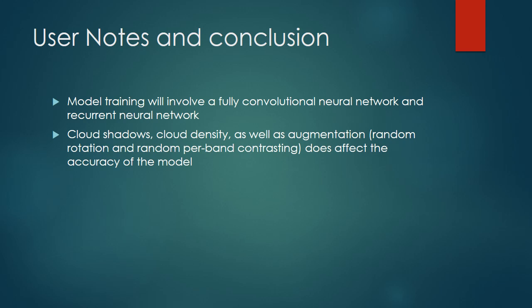User notes and conclusion. Firstly, just like I said, this work will involve us using convolutional neural networks and recurrent neural networks, because remember, images will have to be continuously monitored over a period of time to detect changes. So this is where the recurrent neural network will be involved, and then the convolutional neural network, because of course we need to process the images, identify the different land cover types, and monitor them over a period of time. In this paper, they are monitoring at a resolution of 10 meters.